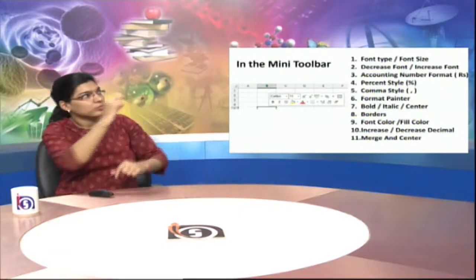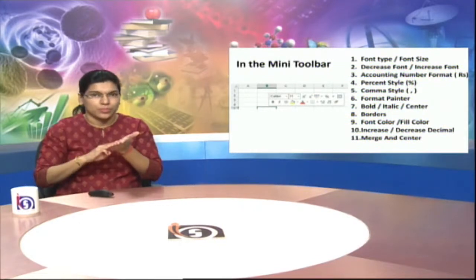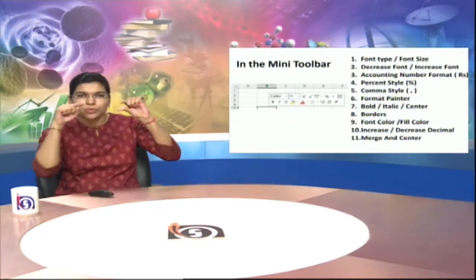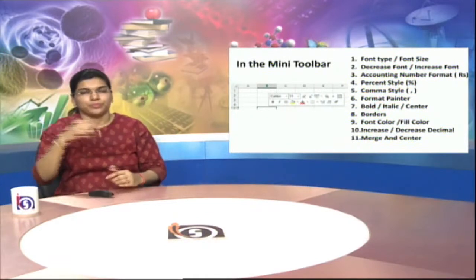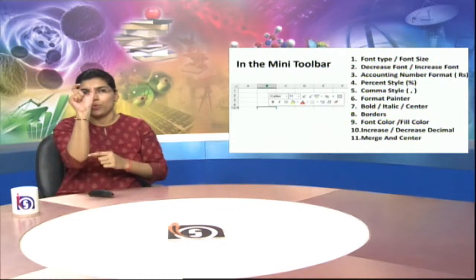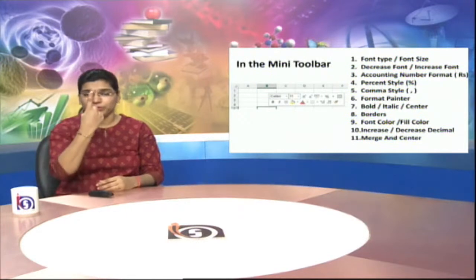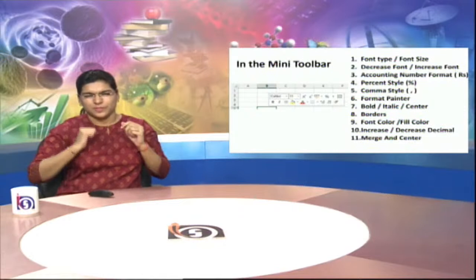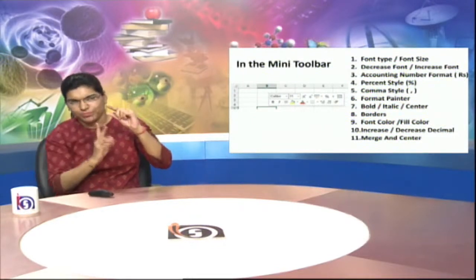Let's now see this picture. In this picture, the name is mini toolbar. Earlier you had seen a big toolbar, now this one is the mini toolbar. I would be explaining you all the points from 1 to 11 one by one. The first point says font size and font type.